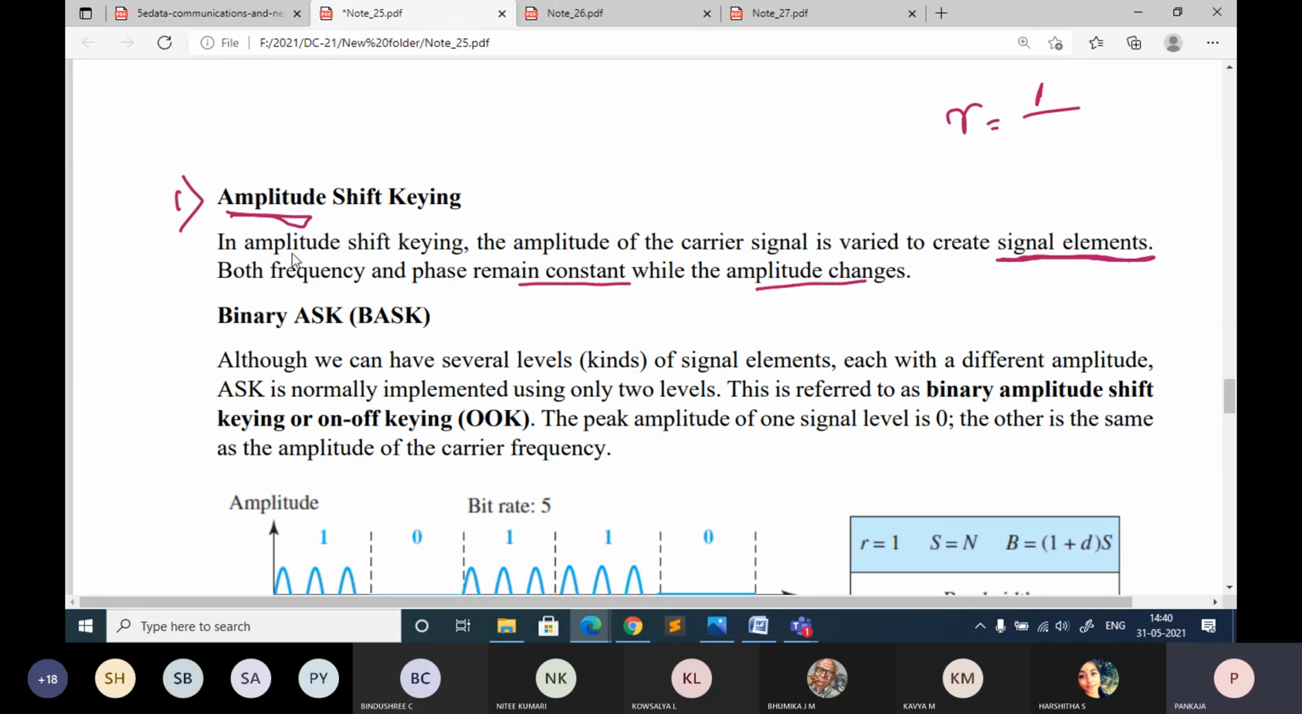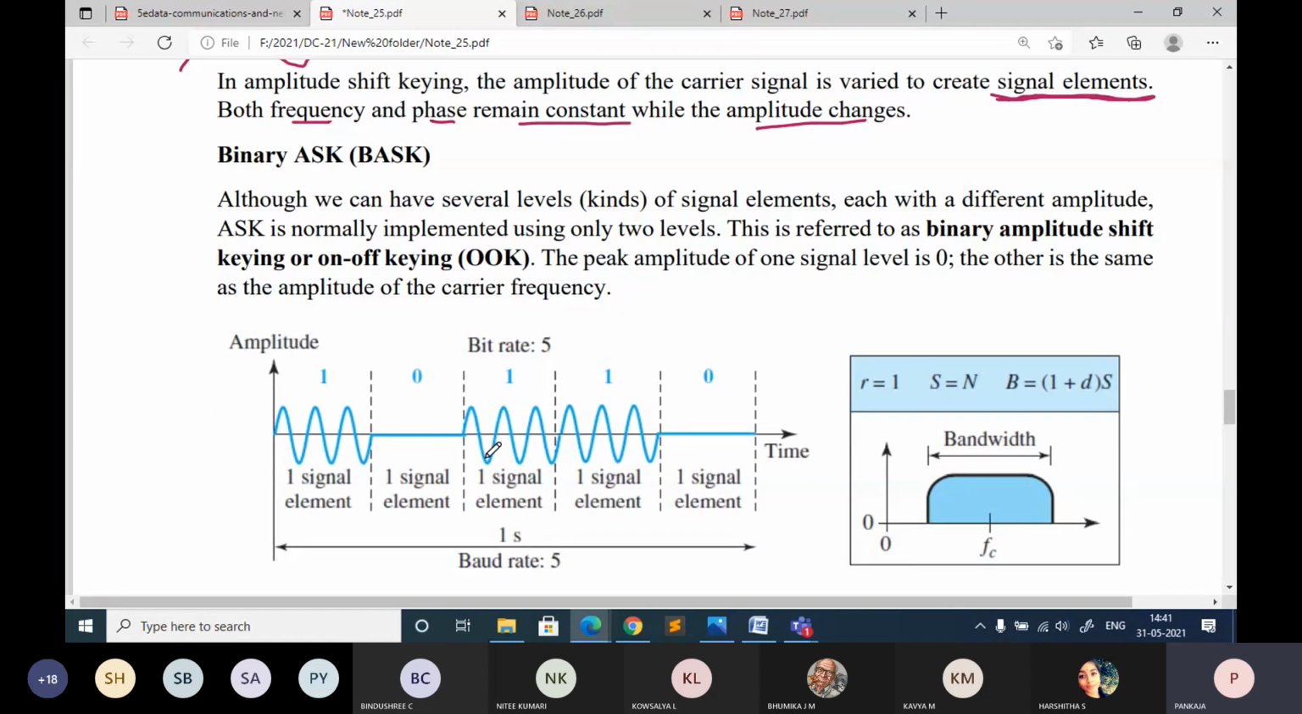This is the definition of amplitude shift keying. The amplitude of the carrier signal is varied to create the signal element; varied means it is going to change. The amplitude of the data is changed. For bit 1 it is going to have one amplitude, and for bit 0 it is going to have a different amplitude. Keep the remaining two characteristics constant, phase and frequency. That is called amplitude shift keying. You are not going to change the frequency or the phase. Only amplitude is going to change in this method.